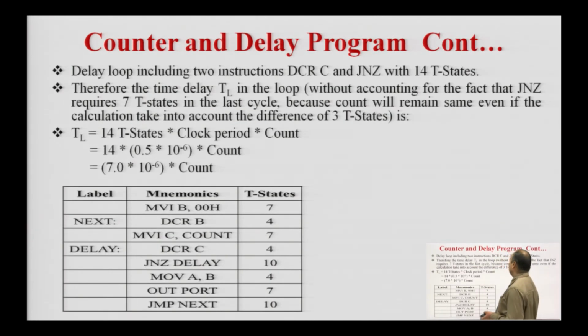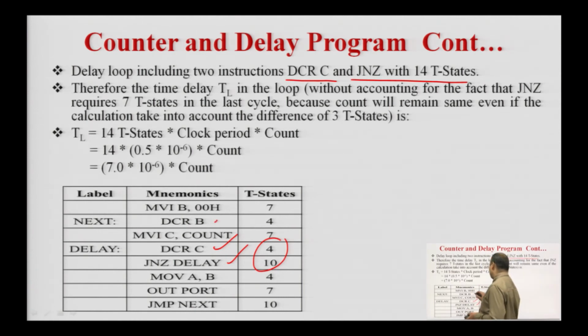The delay loop includes two instructions, DCR C and JNZ, having 14 T states. See here, the delay loop consists of the DCR C instruction and the JNZ instruction. The total T states are 4 plus 10, that is 14 T states. The B register is used to initialize the value 00H. When this value is decremented by 1, the value becomes FF.